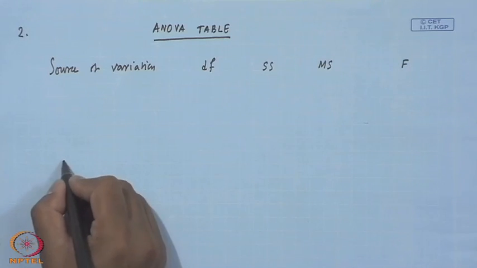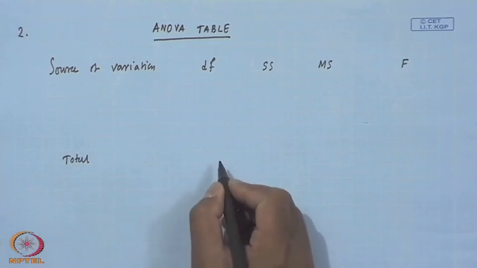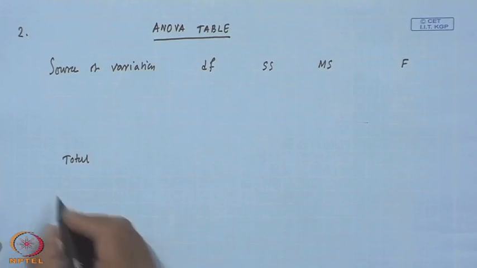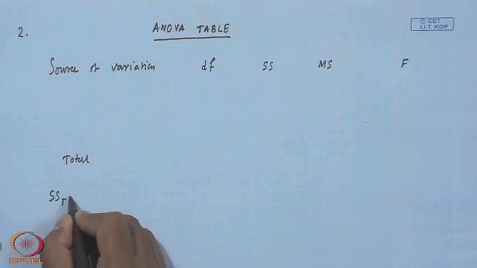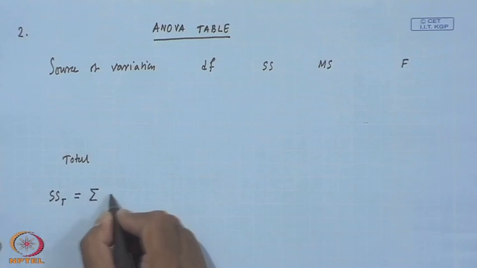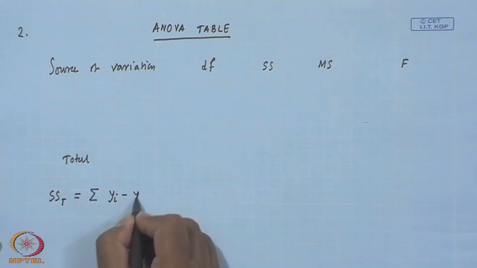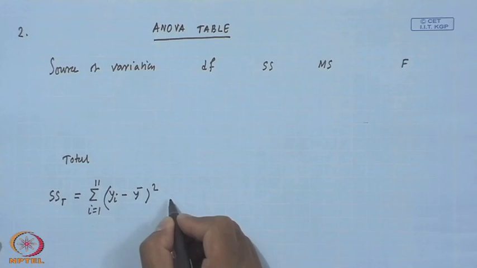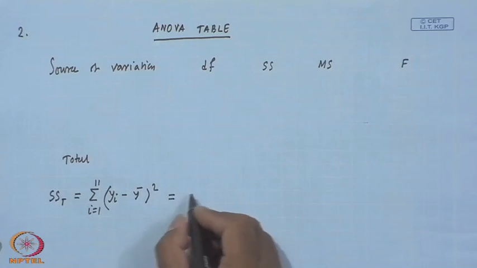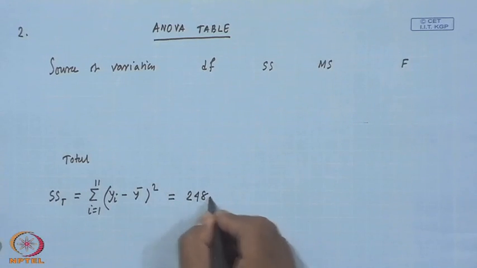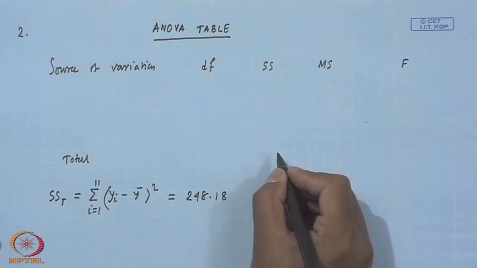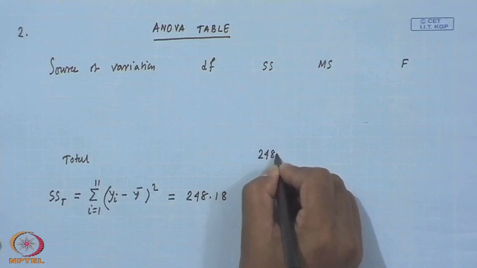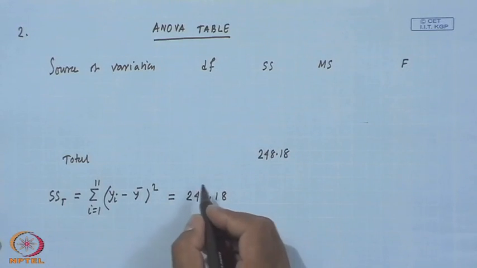Okay, the source total variation, that is SST. So, SST is equal to summation y i minus y bar square, i from 1 to 11, and you can check that this is equal to 248.18. Okay, so, the SS total is 248.18.